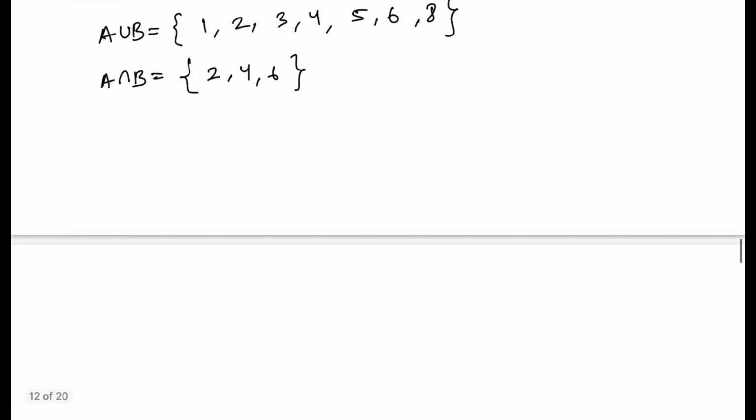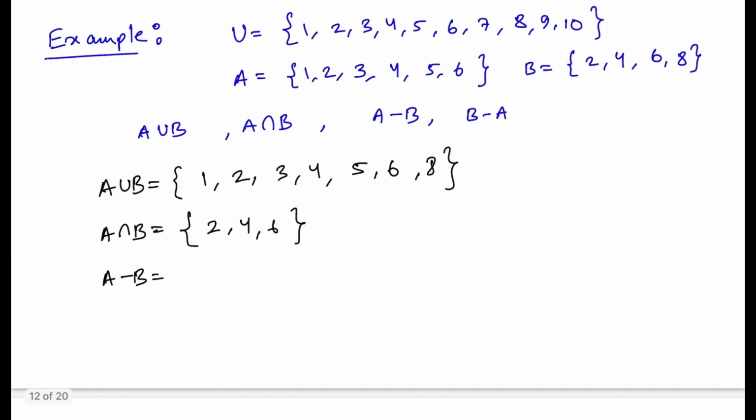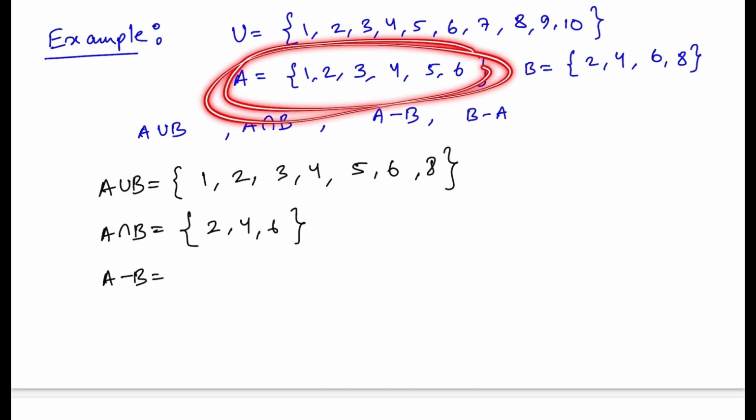Next we will move on to A minus B. How to write A minus B? A minus B is a set of elements that belong to set A and do not belong to set B. So basically from set A remove all the elements of B.